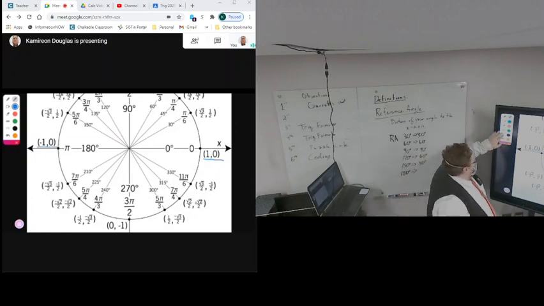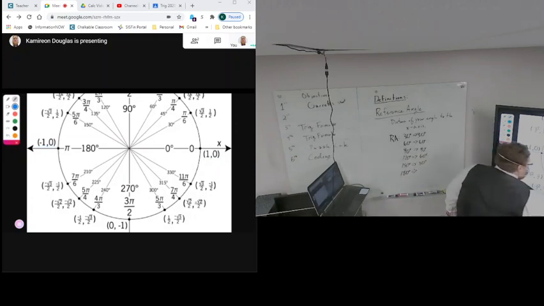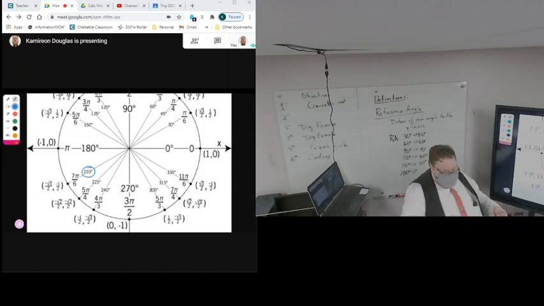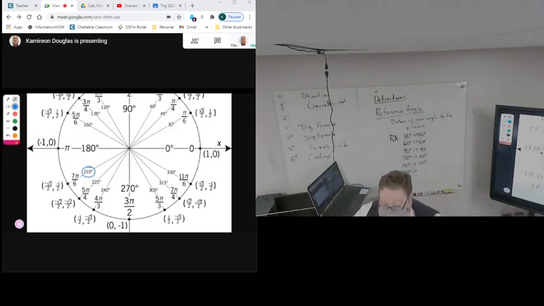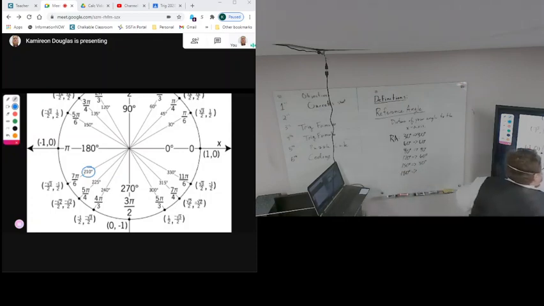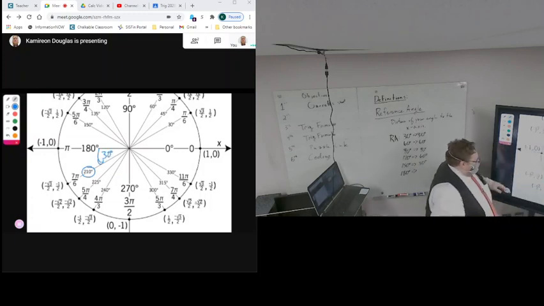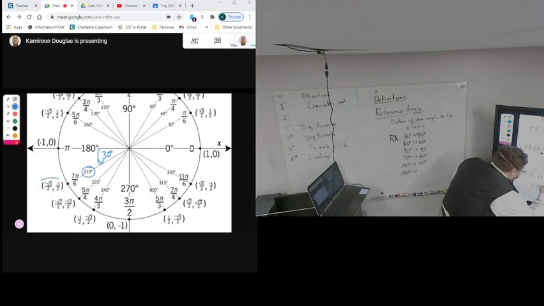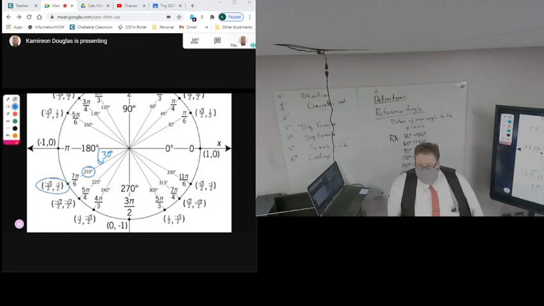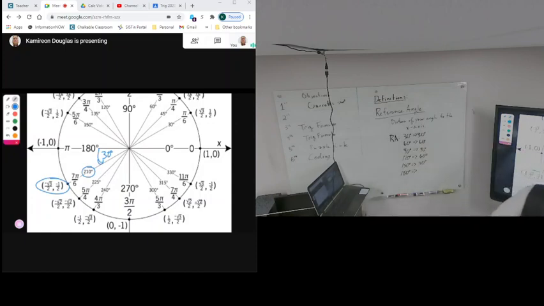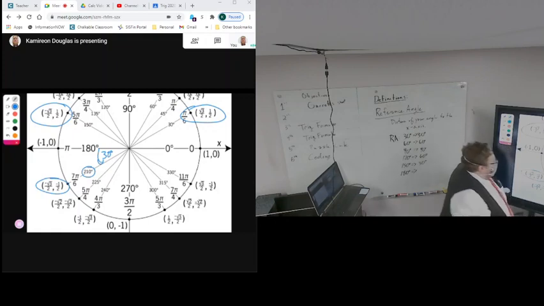Look down here at 210. 210 is a very large angle, obviously. But it is only 30 degrees away from the axis. Right here, 30 degrees. Notice the numbers for 210. Right here, -√3/2, -1/2. It's only 30 away, so it's going to act like the other 30-degree angles. Just slight variations on them.